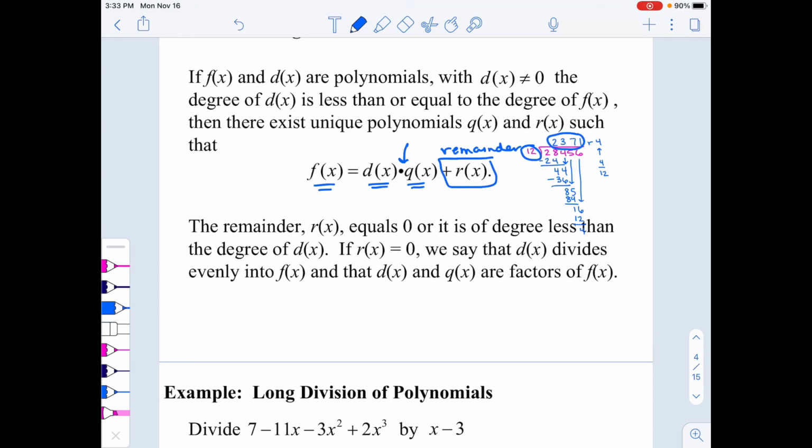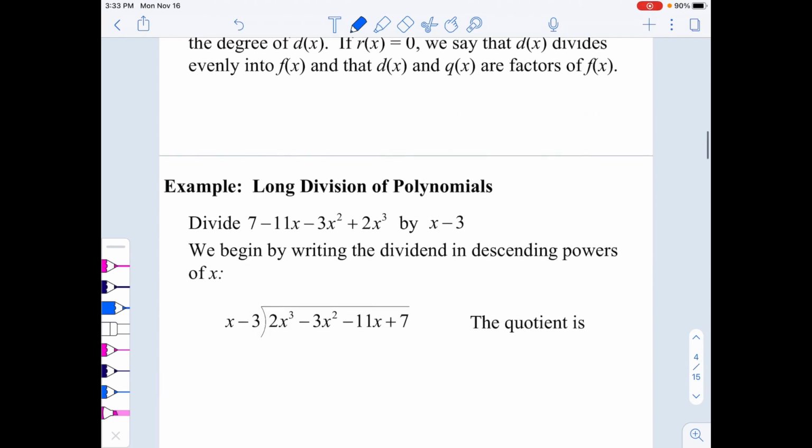So it says the remainder, r of x, equals 0, or it is of degree less than the degree of d of x. So it says also if r of x is equal to 0, we say that d of x divides evenly into f of x, and that d of x and q of x are factors of f of x. Again, a lot of words. Let's look at what this means when we go about doing this.